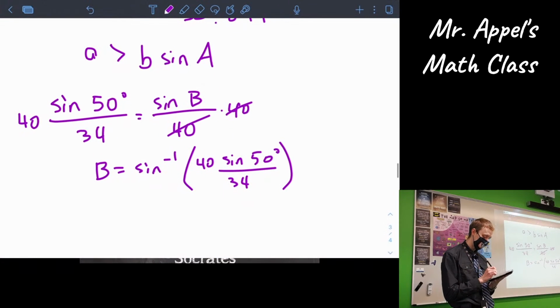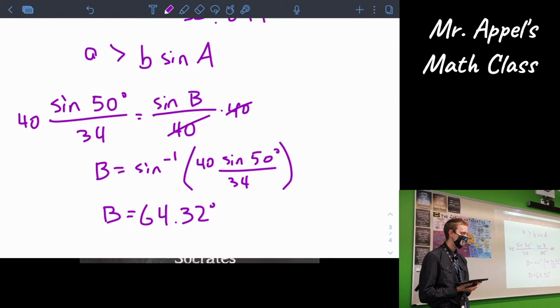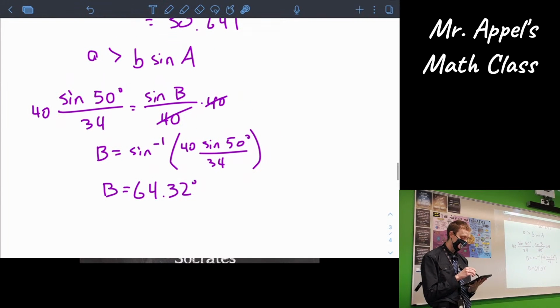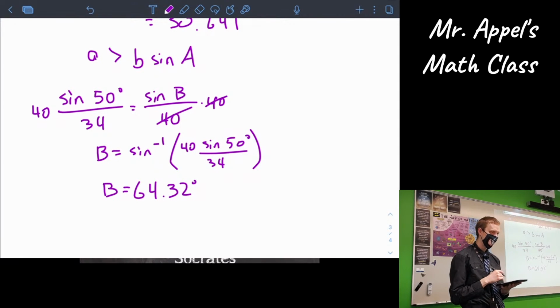Okay, so answer 1, B equals 64.32 degrees. And then we could work out from there. So that's a triangle sum, find angle C and side C. Straight law of sines from there, right? That's one option. How do we find the other option?